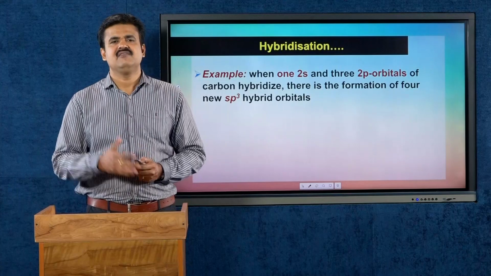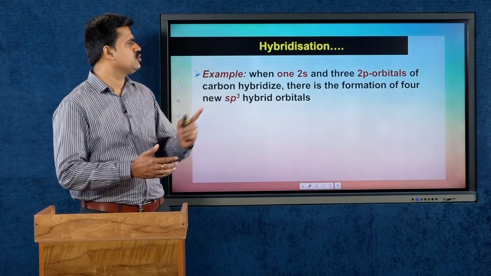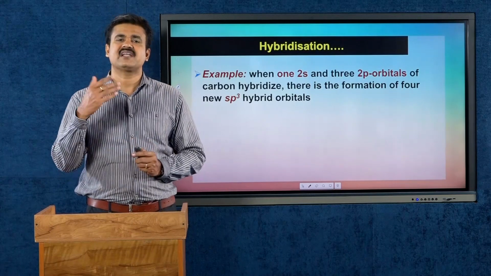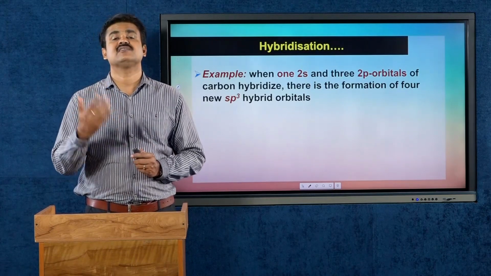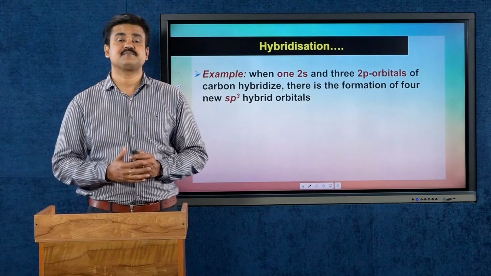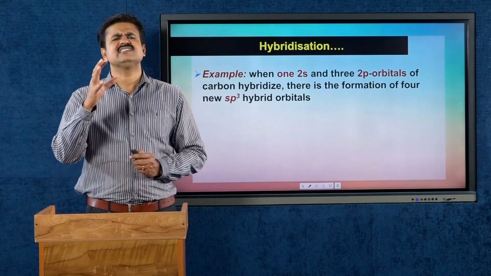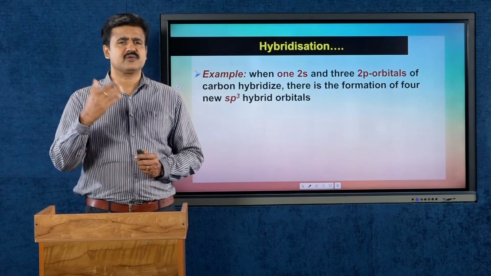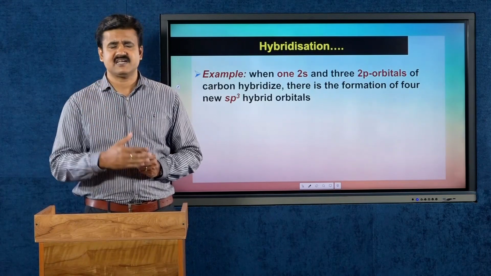For example, when one 2s and three 2p orbitals of a carbon hybridize, there occurs the formation of four new sp3 hybrid orbitals. This hybridization is very popular in the CH4 molecule. You can take a CH4 molecule as an example to illustrate sp3 hybridization.